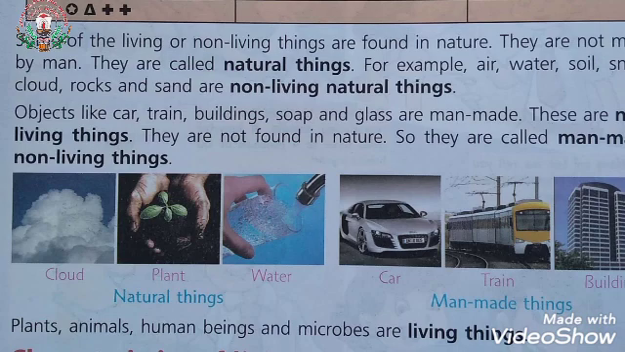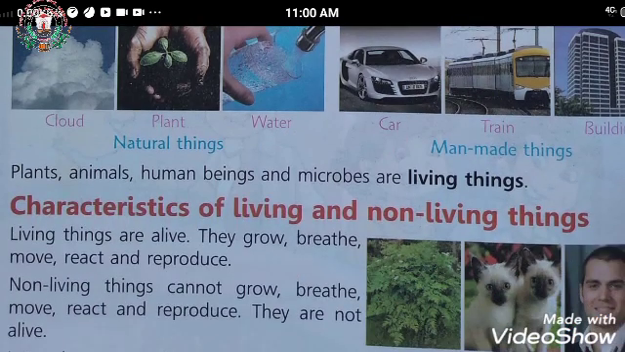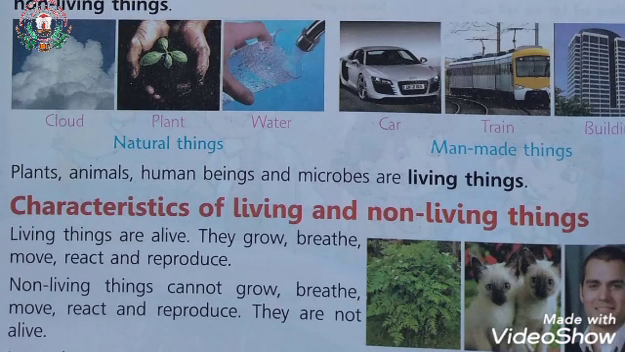Things like car, train, building, soap, and glasses are man-made. They are non-living things. They are not found in nature, so they are called man-made non-living. Car, train, building. These are man-made things. Plants, animal, human being, and microbes are living things.